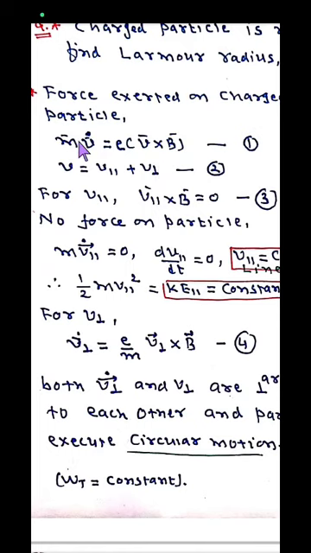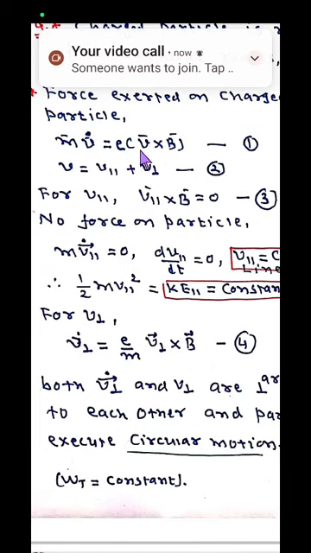When the charged particle enters the magnetic field B with velocity V and charge e, the force is m into a, where v dot means dv by dt. So F equals e v cross B, equation number 1. Now, we will consider two components of velocity. Suppose your magnetic field is parallel to the plane of paper like this, from left hand side to right hand side. Now, this velocity has two components.